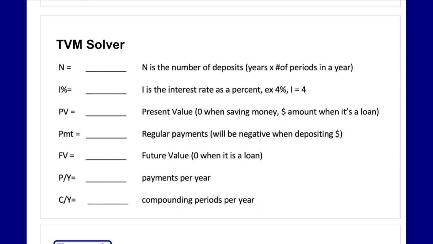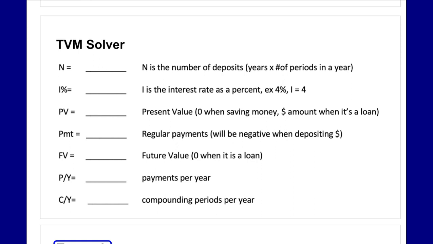Now, when we're saving money, putting money into the bank, we start off with 0. However, when we're dealing with loans, or taking out a loan, we usually start with whatever that dollar amount is. PMT is the regular payments. So this is a new thing to our TVM solvers. We will have a PMT, or a payment, because that is what an annuity is.